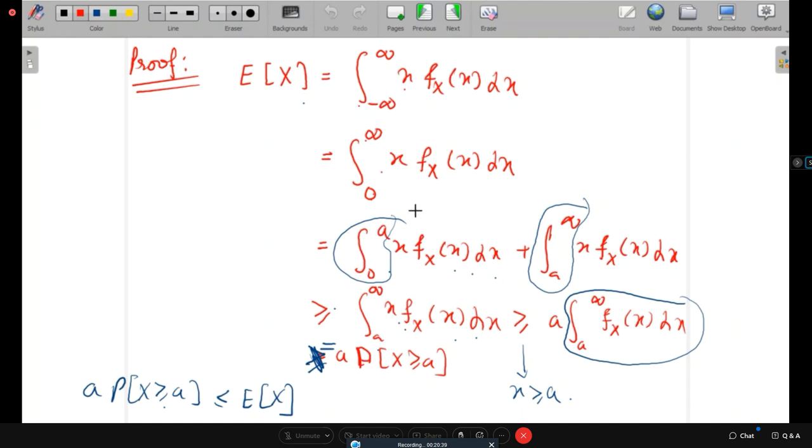Since this is a positive number, it will turn out to be a positive number because of the integral property. fx of x is non-negative and x is non-negative, so the product of non-negative numbers is non-negative, and if you integrate over the positive side, it is again going to be non-negative. You can use the monotonicity of the integral operator. So this is certainly greater than or equal to this, and over the interval a to infinity, x is greater than or equal to a. So again, monotonicity of the integral will lead to this. This is a very simple proof.